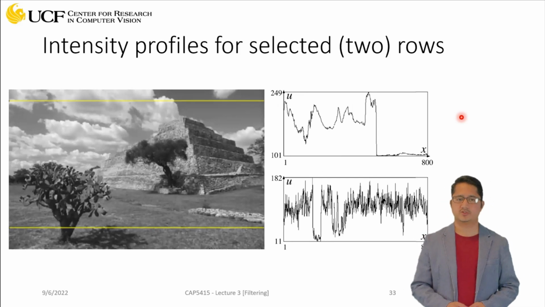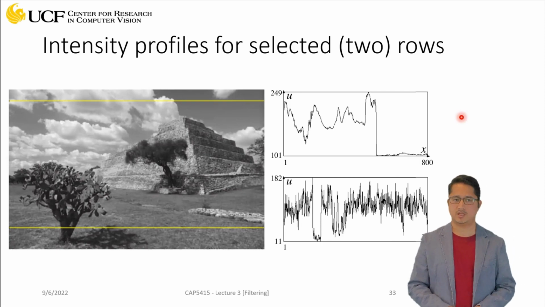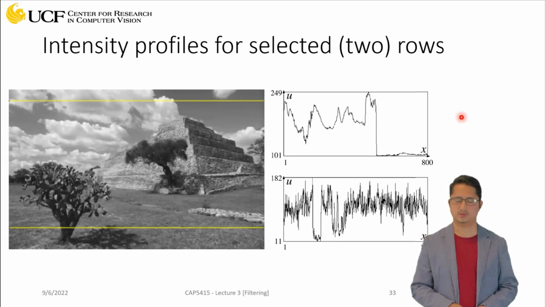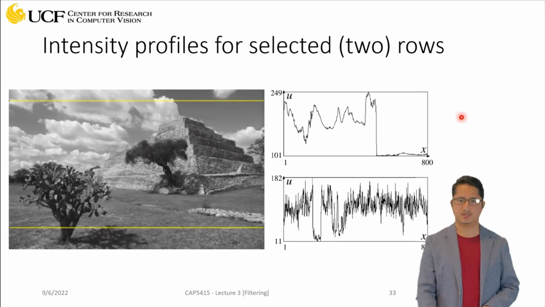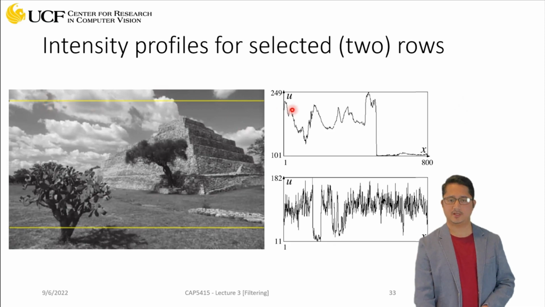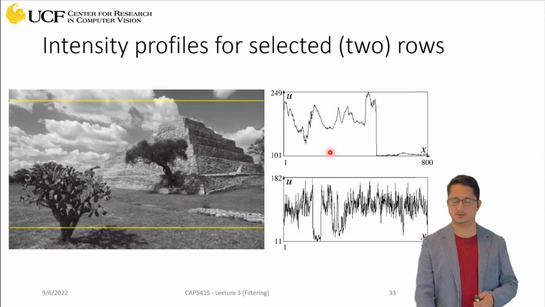Now, before talking about image noise, let's try to understand what each of these pixel values mean. And we'll try to do a very simple analysis of images, the pixel values. This is called intensity profiles. On the left here, we can see we have our grayscale image, and we have drawn two horizontal yellow lines. And on the right, this looks like a histogram, but it's not a histogram. This is an intensity profile of this image.